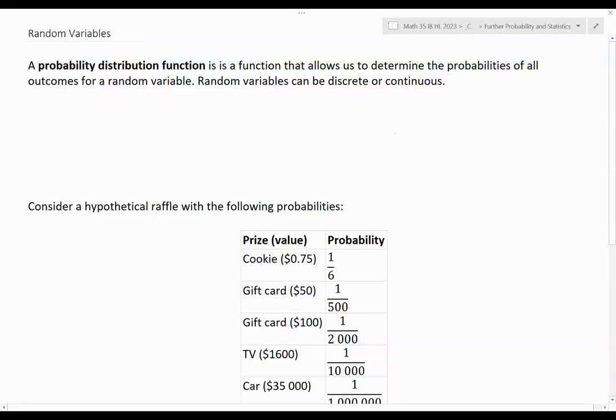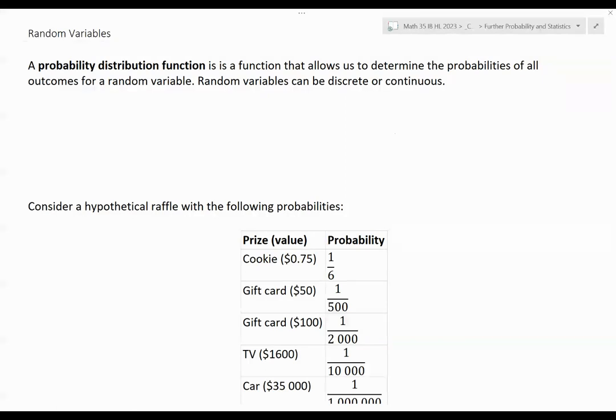In this video, we're going to have a look at random variables and how they can be analyzed in probability distributions. So a probability distribution function is a function that allows us to determine the probabilities of all outcomes for a random variable. And that might be simply by giving a list of all the possible probabilities of all the outcomes. It might be an actual function.